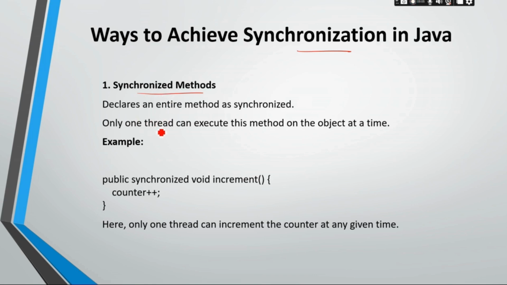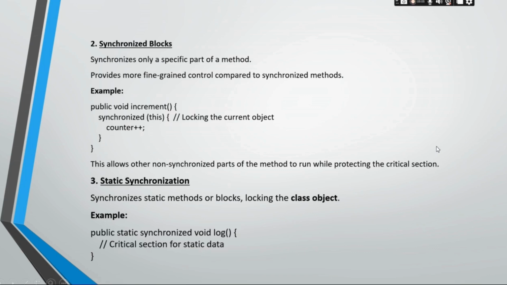For example, whatever variable or method we want to be accessed by only one thread at a time, to be thread safe, we will put into a synchronized method. Only one thread can execute this method on the object at a time, so it avoids race conditions and unpredictable behavior. Let us check the next way.